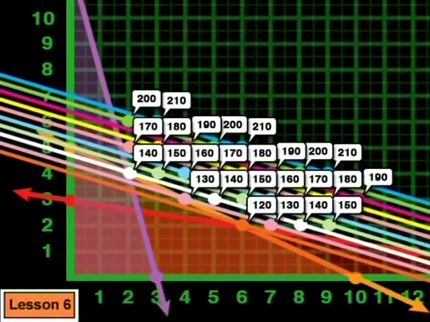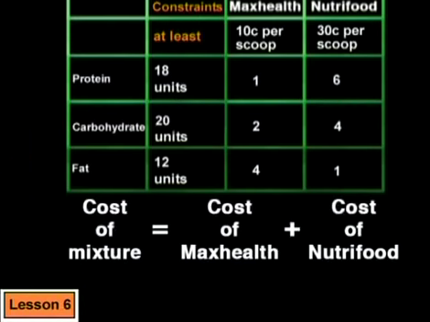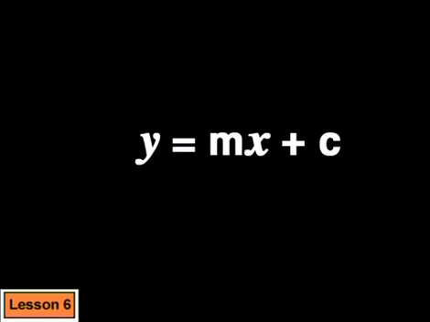And what's more, the lines that we have drawn here are all parallel to each other. These lines represent groups of possible solutions to the problem. The lines represent the cost of the mixture at different possible points, and they all have the same gradient. We can write an equation for the cost of the mixture of Max Health and NutriFood. The cost of the mixture is equal to the cost of Max Health and the cost of NutriFood. If I use x for the number of scoops of Max Health, and each scoop costs 10 cents, that comes to 10x. If I use y for the number of scoops of NutriFood, and each scoop costs 30 cents, that comes to 30y. So I can say the cost is 10 times x plus 30 times y. I can write this equation in the form y equals m times x plus c.